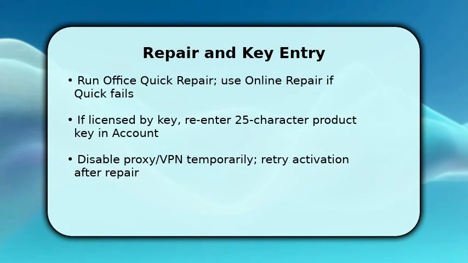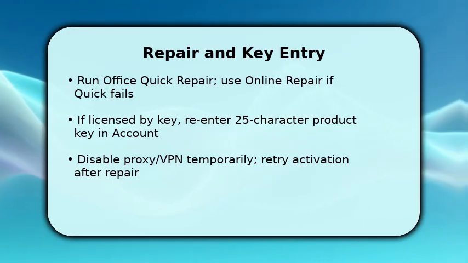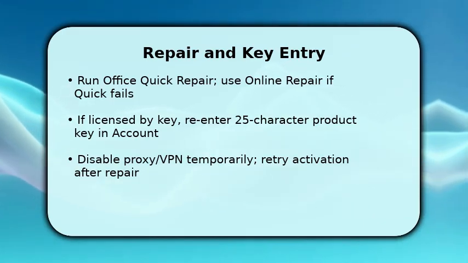You should run Office Quick Repair from Programs and Features. It often fixes corrupted activation files. If that doesn't work, choose Online Repair because it reinstalls necessary components.